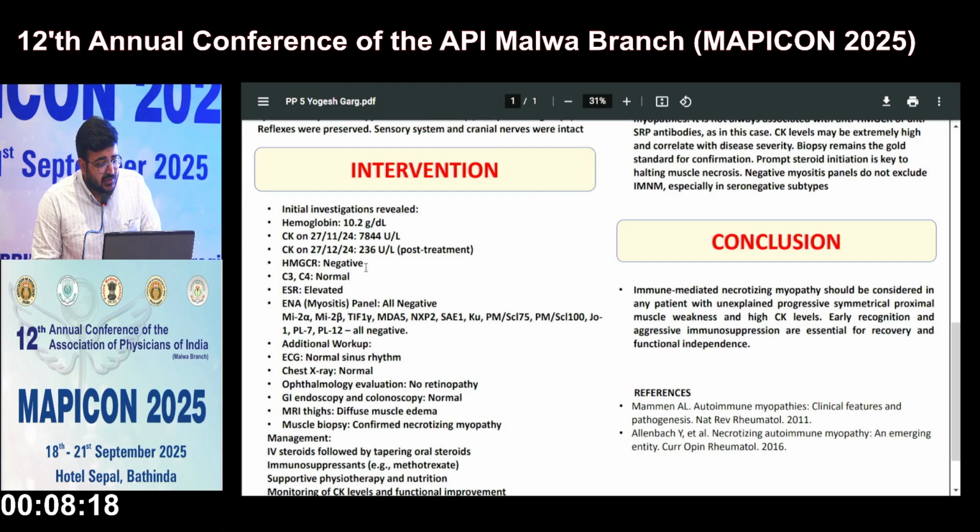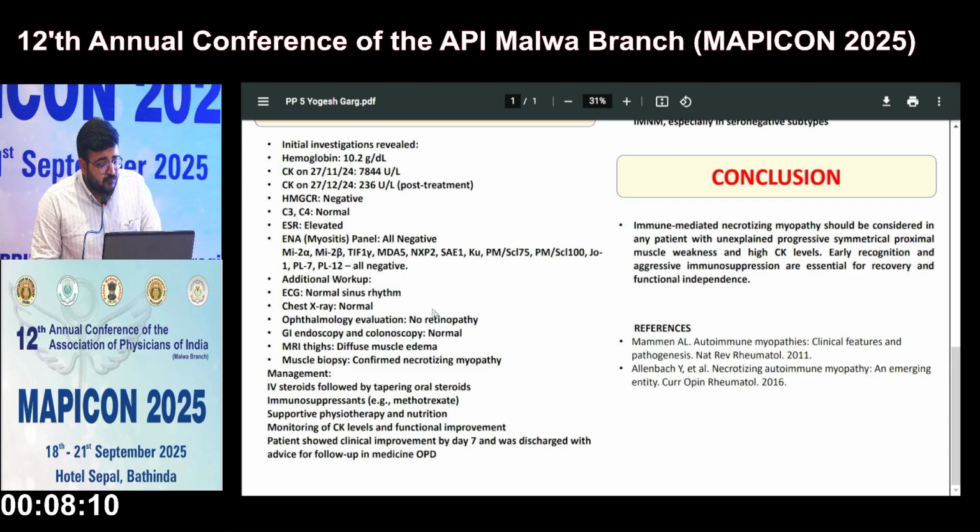Anti-HMG-CoA reductase antibody was negative, C3 and C4 were normal, ESR was elevated, and the ENA panel and myositis panel were both negative. Additional workup was done: ECG showed normal sinus rhythm, chest X-ray was normal, ophthalmologic evaluation noted no retinopathies or papilledema, and GI endoscopy and colonoscopy were normal. MRI thigh was suggestive of diffuse muscle edema with query necrosis. Muscle biopsy confirmed necrotizing myopathy.